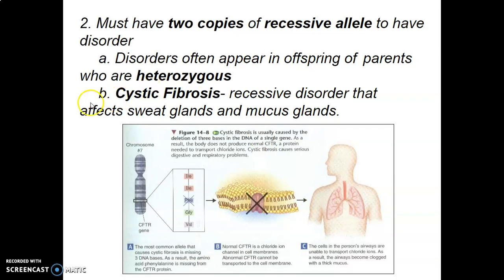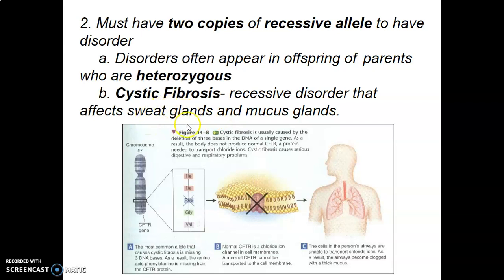Cystic fibrosis is a very good example of a recessive allele disorder. To briefly tell you about it, the sweat glands of a person, the mucus glands, you've all had mucus. You hock a loogie, that's mucus coming out of your respiratory system. With cystic fibrosis, this gets very thick.